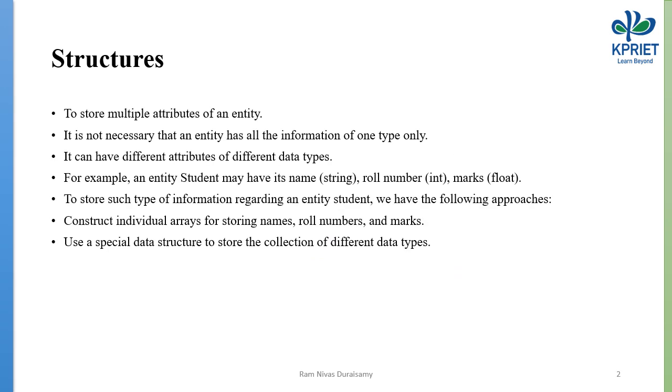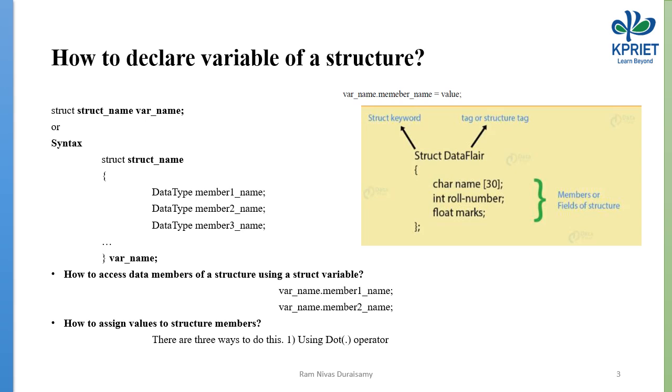So structures are used to store multiple attributes of an entity. It can have not only one type, it can have different attributes of different data types. This is how you will declare a variable of a structure. A structure will have a keyword struct followed by a structure tag, and inside that, the structure's members or fields will be there. You can access it like variable name dot member name. That is the method you will access.